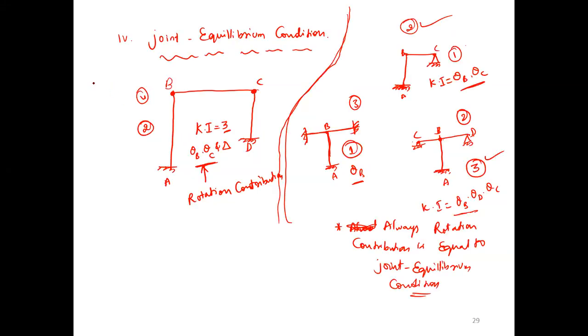But in case of sway frames, in addition to rotation contribution, what are you having? Sway contribution, that is delta. That is only in column sway. This one is delta. That's why kinematic indeterminacy is 3.